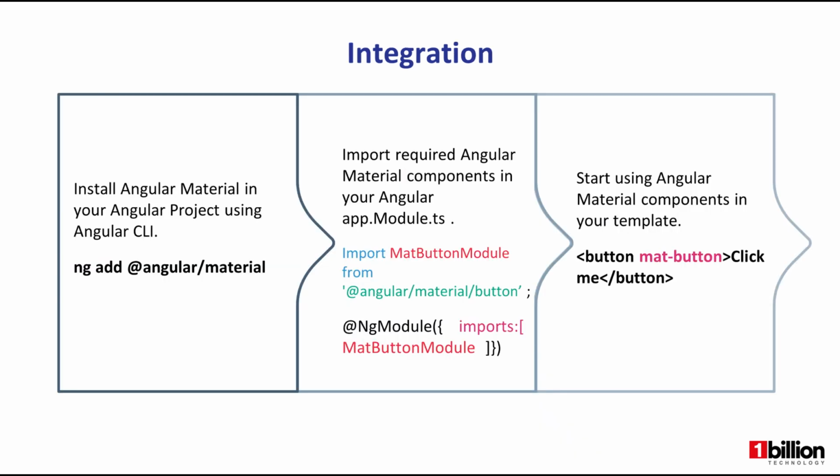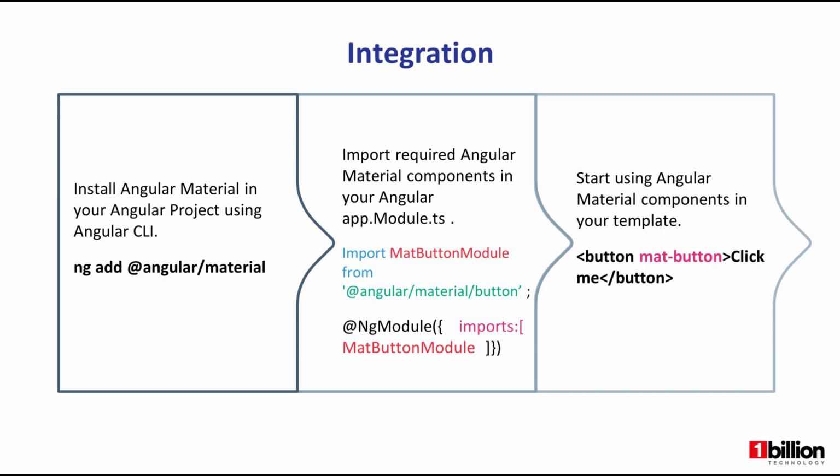To get started with Angular Material integration, we have to create a project first. Then in the project terminal, you have to type ng add @angular/material. If you do this, you can install Angular Material to your project. Once it's done, I recommend you open the Angular Material docs, where they have listed the components. You can get this import button module code from there.